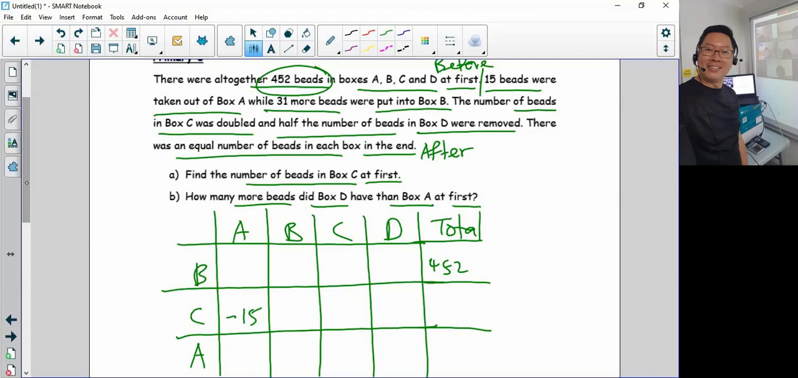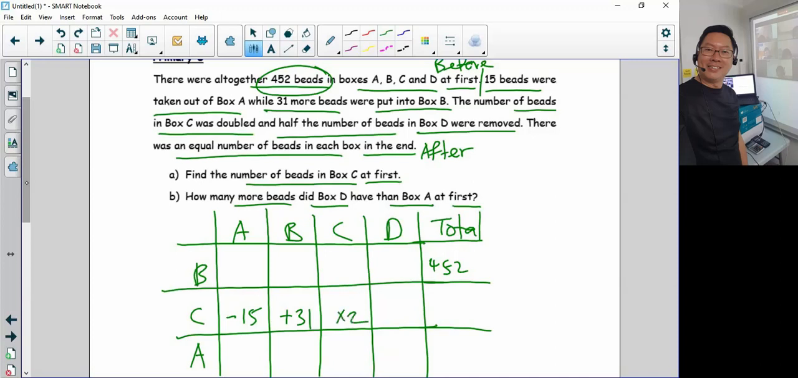All right, 31 more bits were put into box B. So you have to plus, means you get more, right? You get more, so plus 31. The number of bits in box C was doubled. Double means you have to times 2, right? Doubled means 2 times or times 2.